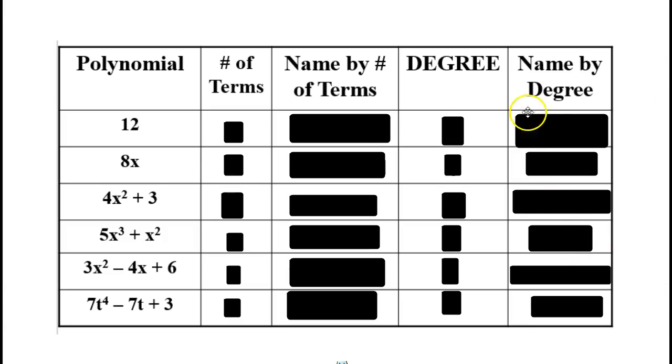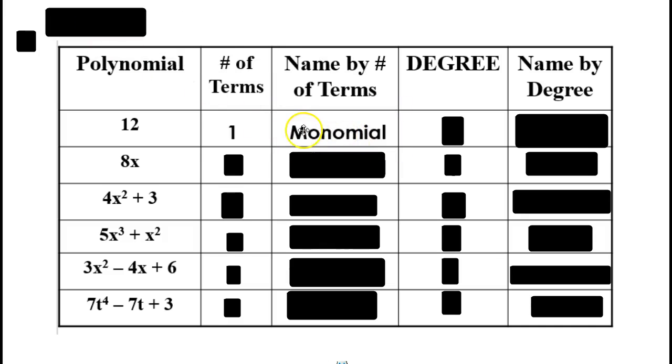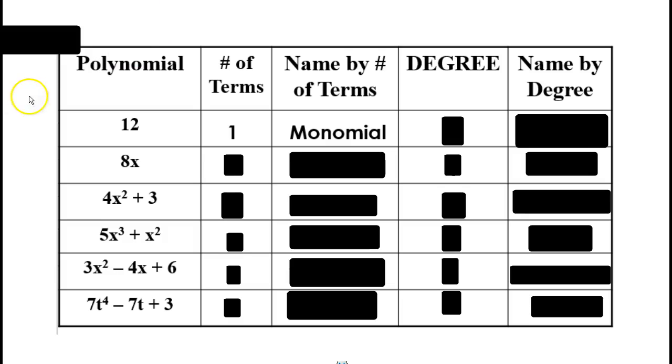So if we look at the first polynomial here, how many terms does this have? Well, it has just one term, just 12. There's no addition or subtraction, it's just one term. And anytime there's only one term, we would call it a monomial. Monomials have exactly one term.